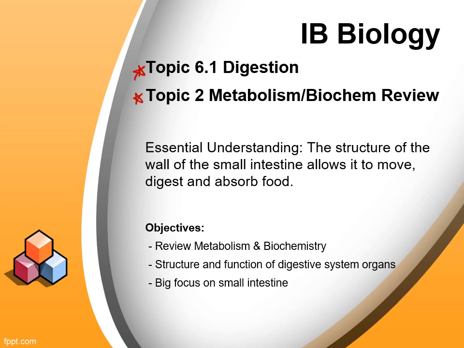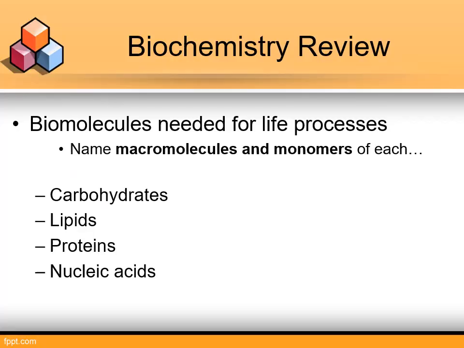Our essential understanding for topic 6.1 digestion: the structure of the wall of the small intestine allows it to move, digest, and absorb food. Our objectives for this crazy fast review are to look at metabolism and biochemistry. We're going to talk about the structure and function of digestive system organs with a big focus on the small intestine, since of course that is what our essential understanding is all about.